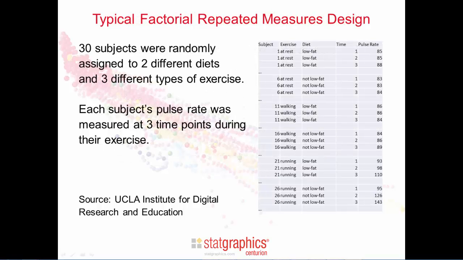This slide shows a typical factorial repeated measures experiment. It's from the UCLA Institute for Digital Research and Education. In the experiment, 30 subjects were randomly assigned to two different diets and three different types of exercise. They were either assigned to a low-fat diet or a not low-fat diet. The three types of exercise were at rest, walking, and running. Each subject's pulse rate was measured at three time points during their exercise, at the beginning, after 15 minutes, and after 30 minutes.